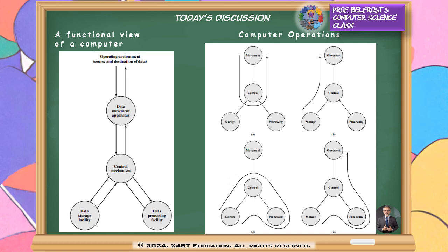You can see the operating environment, the source, and the destination of the data. And you can see there are arrows going to and out from that description, that caption, I mean that text, going to the data movement apparatus, and also connected to the control mechanism, and also connected to the data storage facility, and also the data processing facility.